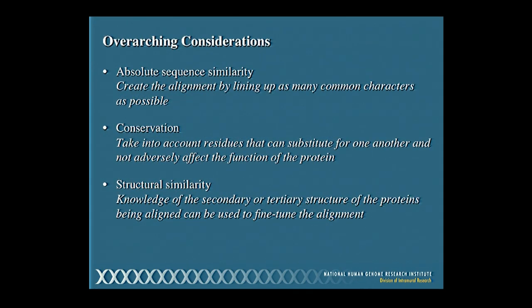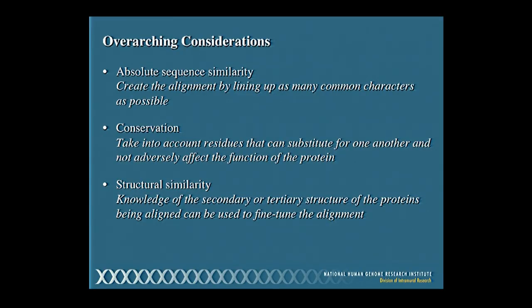Okay, so what do we need to think about when we are constructing one of these multiple sequence alignments? These are themes that we've hit on several times already in the last 2 weeks. We want to keep in mind positions in our multiple sequence alignments, just the columns of the alignment, where we can have absolute sequence similarity. We're going to try to align as many of the common characters as possible from sequence to sequence to sequence.